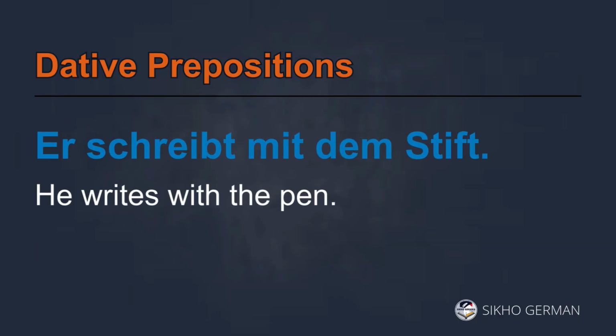Er schreibt mit dem Stift. He writes with the pen. Der Stift becomes dem Stift, dative masculine, after mit. When describing the tool or instrument you use, German uses mit plus dative.